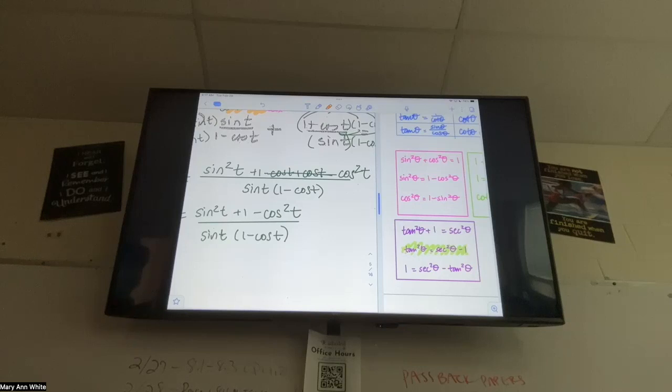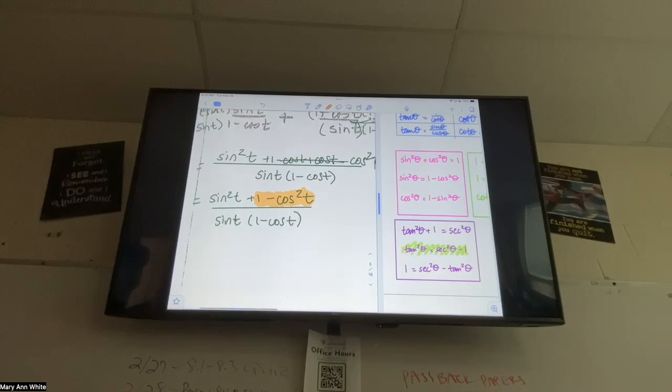Let's do this. What's 1 minus cosine squared the same thing as? Sine squared. Would that be helpful, you think, if we got rid of that and made it a sine squared? Because what else do we have in the numerator? Another sine squared. Could we add sine squared plus sine squared together? Yeah, that gives me somewhere to go. I feel really lost right here. So let's actually do that. Let's replace that 1 minus cosine squared. Let's make that sine squared.